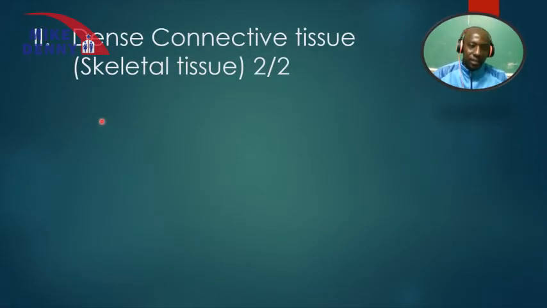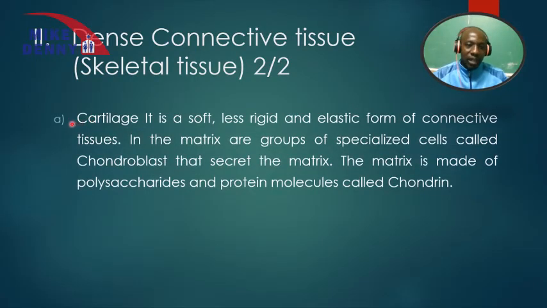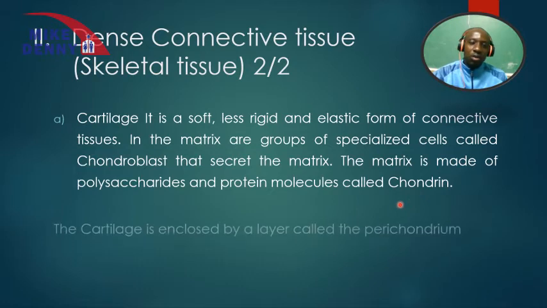The first part of the dense connective tissue is the cartilage. So our topic there was dense connective tissue, and A is the cartilage. We say it is a soft, less rigid, elastic form of connective tissue, and it has a matrix made by specialized cells called chondroblasts that secrete the matrix. It means these cells always produce the matrix. The matrix is made up of polysaccharides and protein molecules called chondrin.